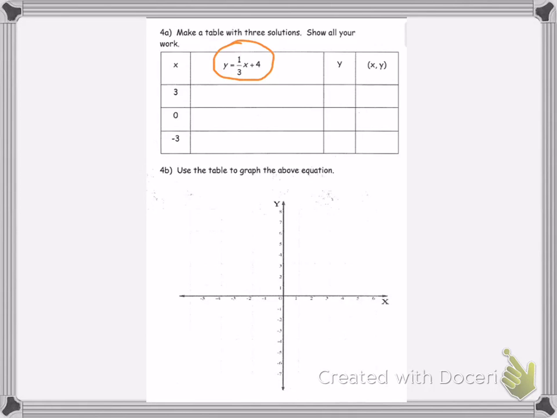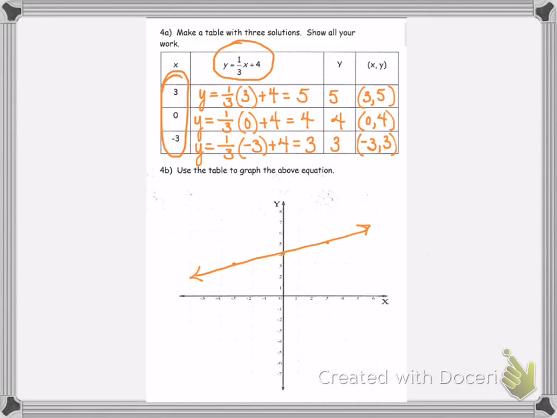So that's why in your table you'll see the 3 values kind of have changed from the 3 values that we've been using. We're using now 3 instead of +2 and -3 instead of positive or -2. So go ahead and fill in your chart by finding these values for me, and then go ahead and plot. So I have my 3 ordered pairs coming out of my table, 3, 5, 0, 4, and -3, 3. And then my graph looks like this.